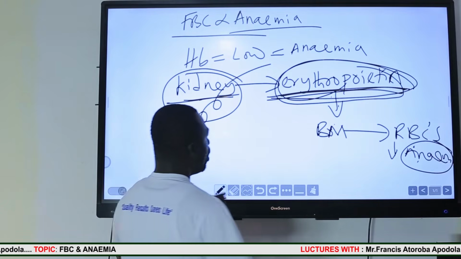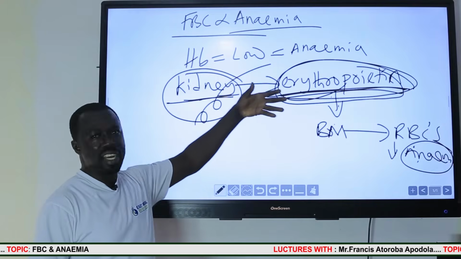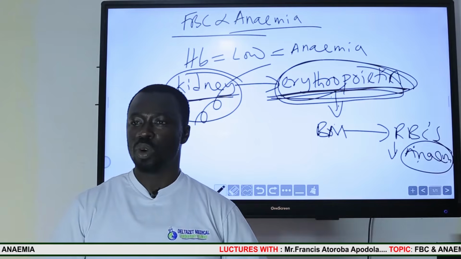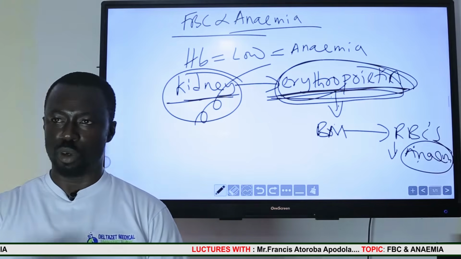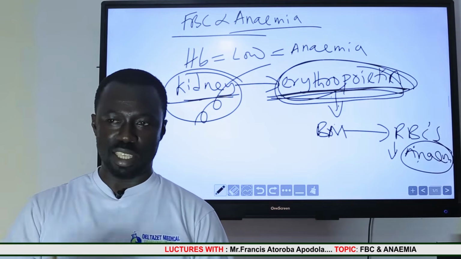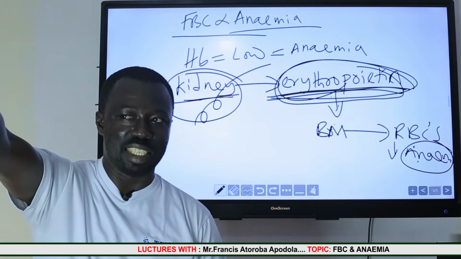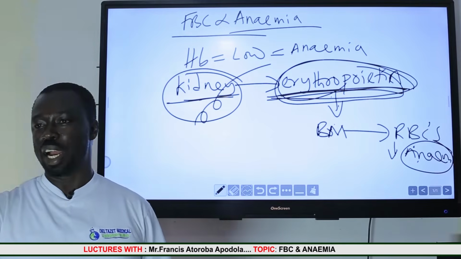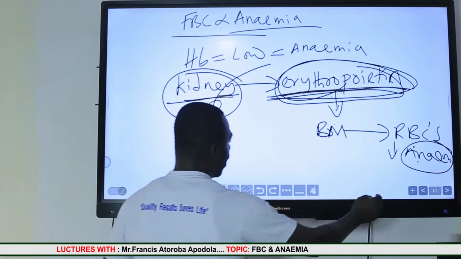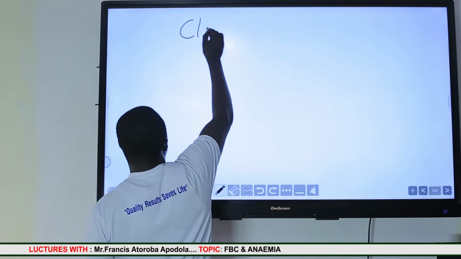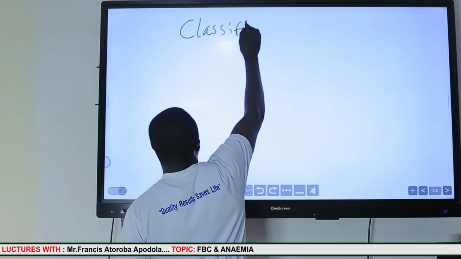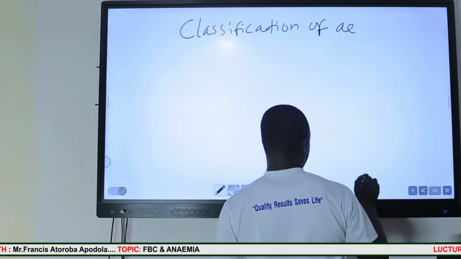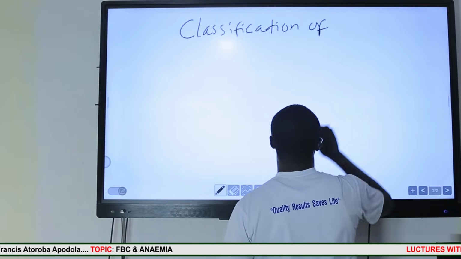Okay. So, we said that once you have established the anemia, we want to know what is actually responsible for what? The anemia. You know, we just said that the anemia is not the disease. So we want to know what is causing what? The anemia. And that will bring us to the classification of what? The anemia. So what we have to do now is to classify the anemia. So, classification of anemia.